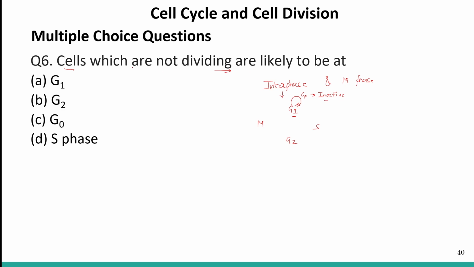Now, the cells which are not dividing are likely to be present, so the answer should be, okay, in G1, cell growth is taking place. Okay, we know. And there is a lot of production of carbohydrates and all. Okay, in G2 again, cell growth takes place and there is final preparation for the cell division. S phase, DNA synthesis is taking place. Okay, so the answer should be G0 phase. Okay, so the answer is G0 phase.